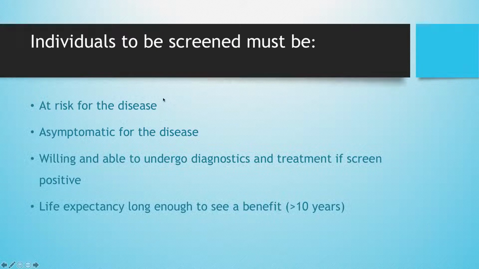So that's why we don't screen women under the age of 40, because their risk is pretty low. The risk of getting breast cancer jumps after the age of 40. They're asymptomatic. That's how you define screening, because if you're symptomatic, you're now trying to diagnose a problem, not screen. And they must be willing and able to undergo diagnostics and treatment if the screen is positive.